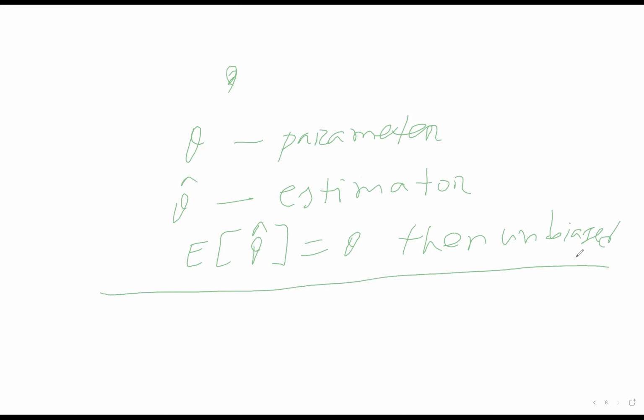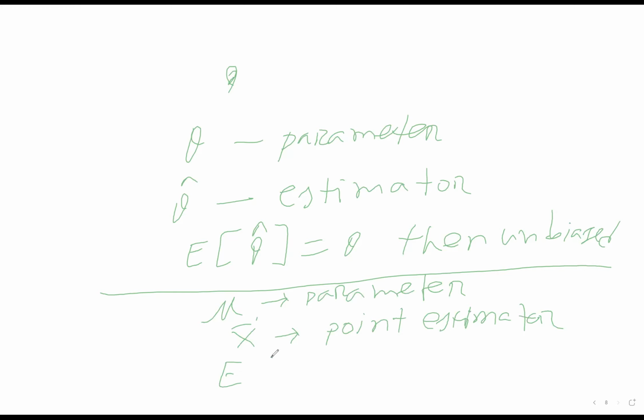So now we have the parameter mu, right? The expected value of X. So this is our parameter. If we use X bar, X bar is the point estimate or point estimator. So what is the expected value of X bar? This is also mu, right? So now the question is, is it unbiased or biased?